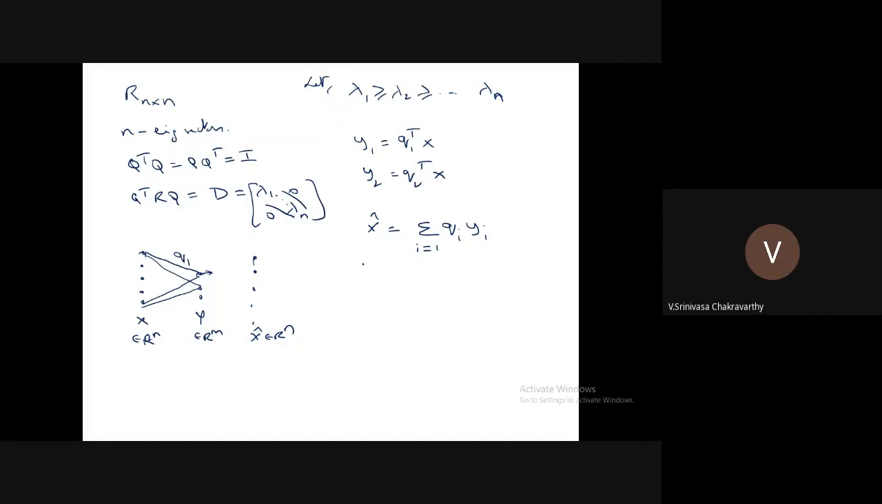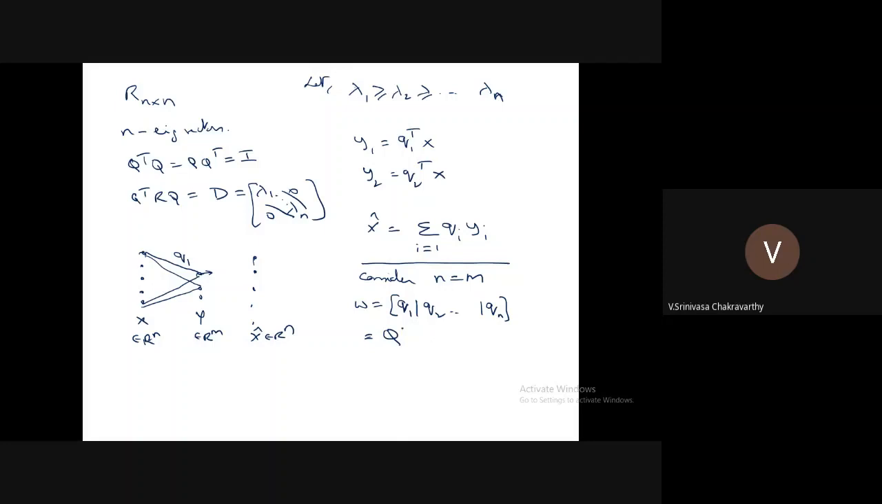Okay, so let's consider the extreme case where n is equal to m. That is, you're not reducing dimension at all. You're taking all n dimensions. That means you'll have all the eigenvectors here, and the weight matrix looks something like this. So Q1, Q2 are all vectors, so I can use them as column vectors and construct a matrix. And this matrix happens to be an orthogonal matrix Q.